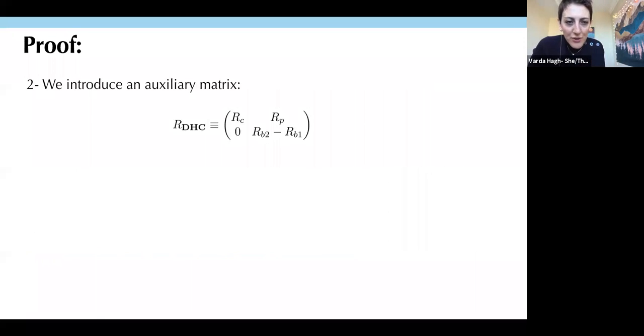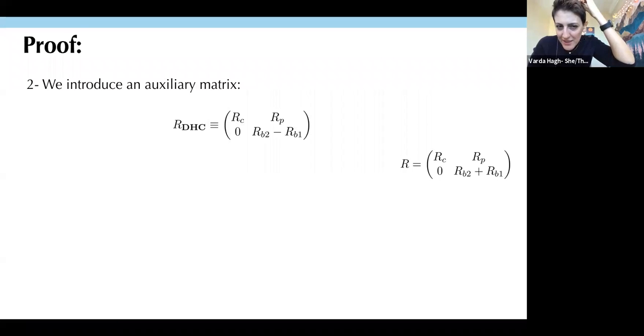Now, we are going to introduce an auxiliary matrix. Let's call it RDHC. This auxiliary matrix is very similar to this rigidity matrix, but the only difference is that in these boundary bonds that were presented as RB2 plus RB1, we have changed the sign of this RB1.